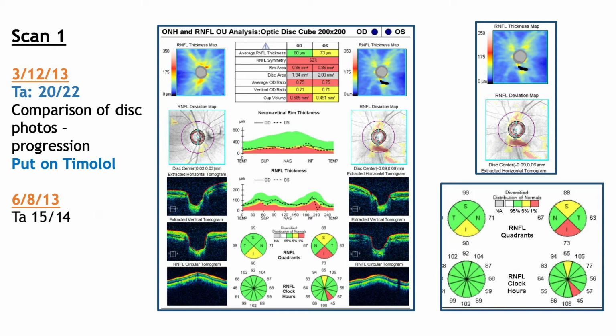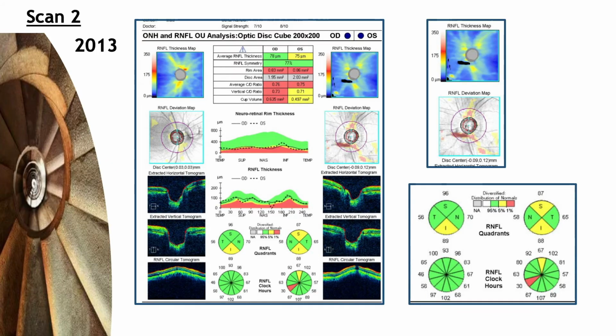And again, this is the visit that the pressure was a little bit higher, 20 and 22. Remember, they thought there was a change looking at the optic nerve and comparing to disc photos. And they had at that time put him on timolol, and his pressure went down nicely to 15. And this is the second scan.